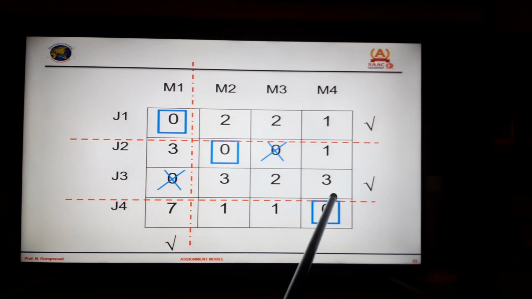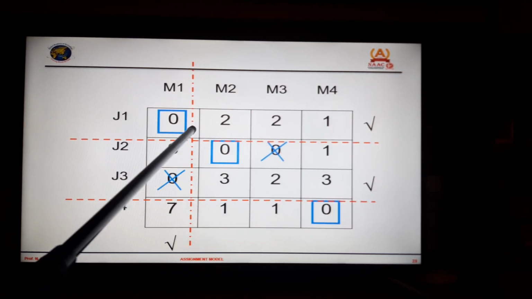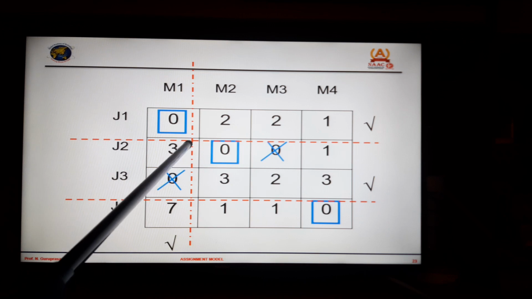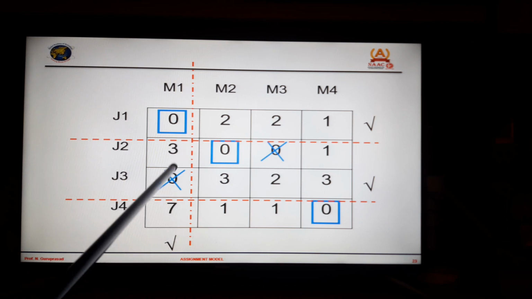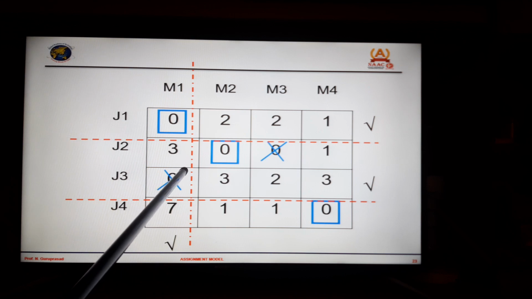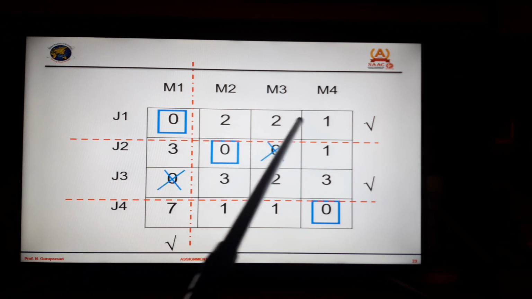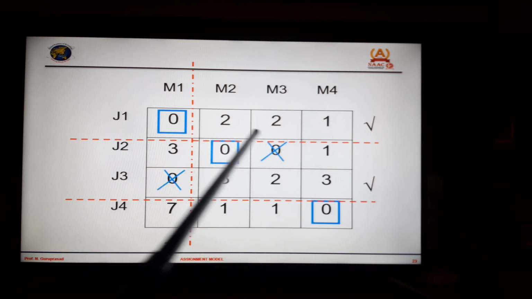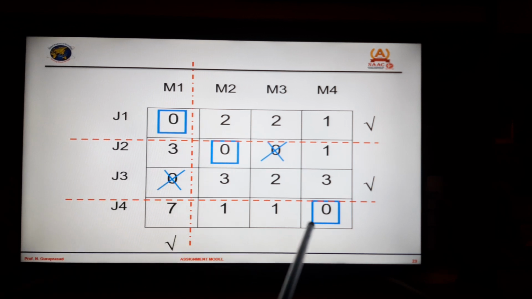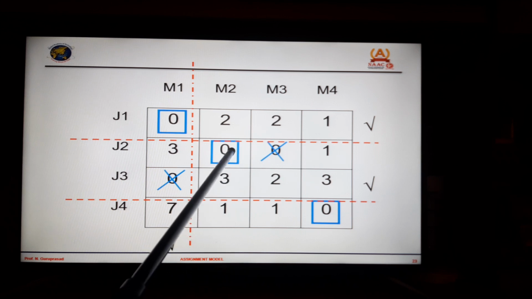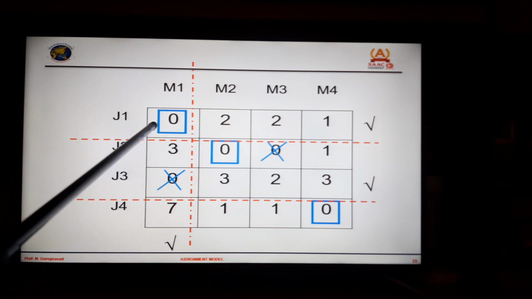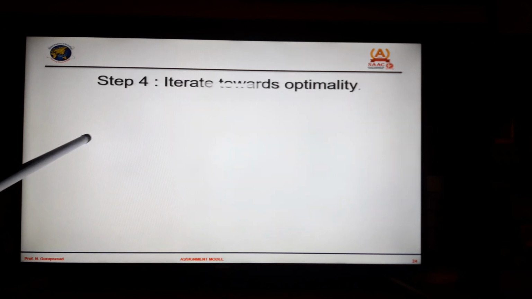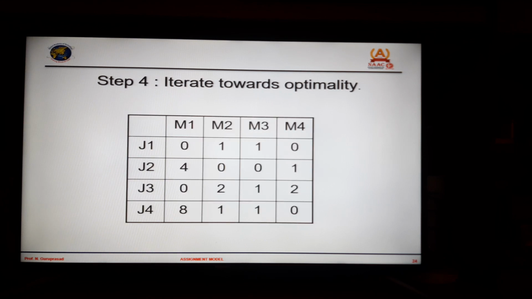2, 1, 2. Right? So, I repeat, you add theta equal to 1 to all elements which lie at the intersection of two lines. You subtract theta equal to 1 from all elements where a line is not passing, and you don't touch the other elements. Don't touch this fellow, this fellow, this fellow, this fellow, this fellow, this guy, and this guy. Correct? Now, this is the matrix you get once you get the value of theta.